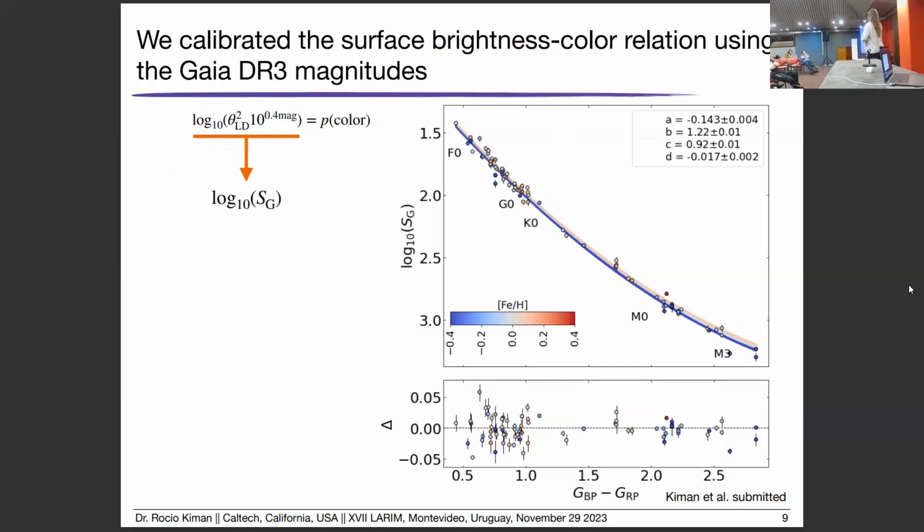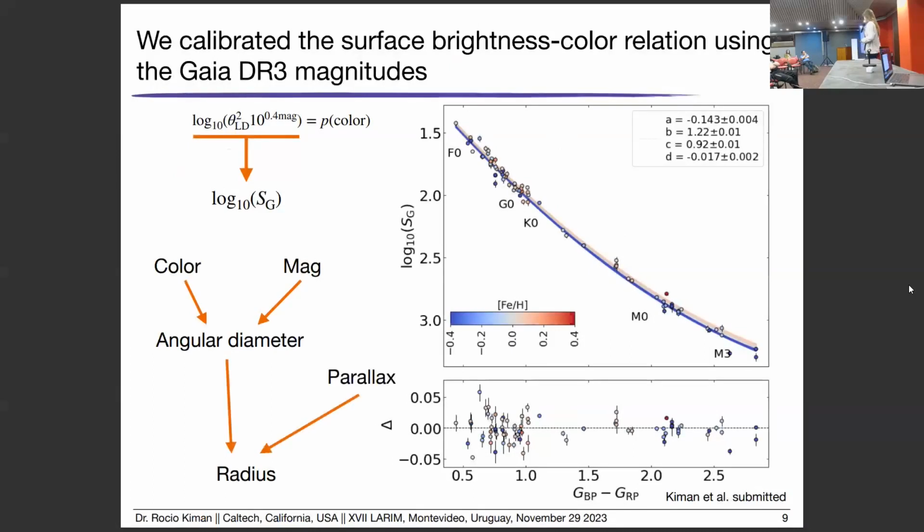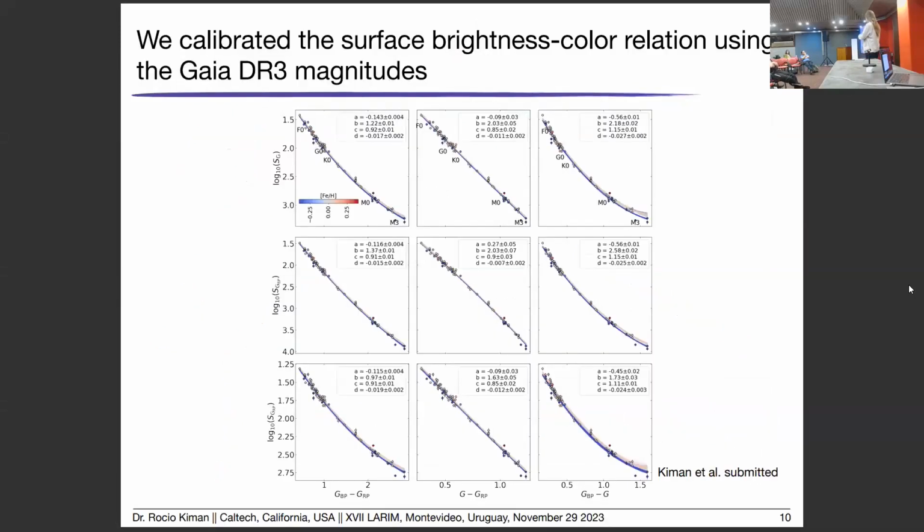So the conclusion is, from color and magnitude, we can estimate an angular diameter, and then combining that with the parallax, we can estimate a radius. So this is a very cheap way of getting the radius of a lot of stars, and it can get to a precision of around 4%, so it's quite useful. And we did the same calibration for different colors, the 3 colors in Gaia and the 3 magnitudes in Gaia as well, so people can choose whatever is the best way.